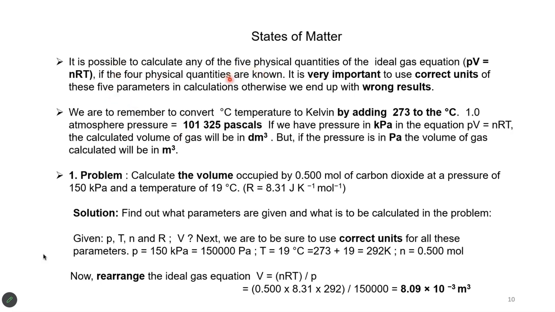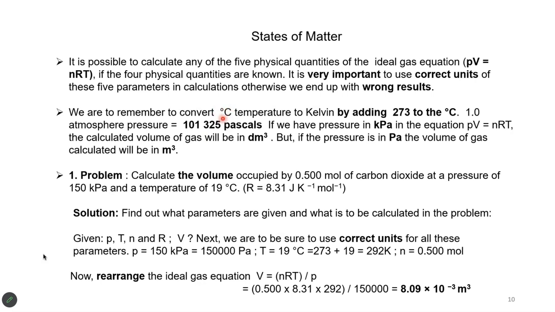So we can find out any of the five physical quantities of an ideal gas? Yes, if we know the other four physical quantities. And we have to remember very well the correct units to be used in the calculation. If not, then we get a wrong result.